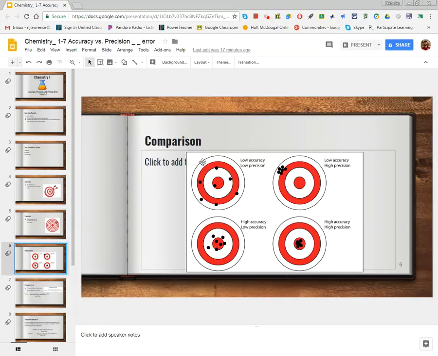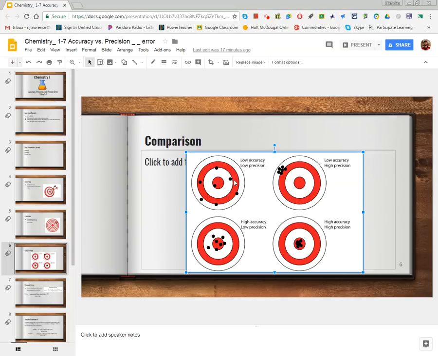So consider the first target. This target would be considered to have low precision and low accuracy. Why is there low accuracy? Because only one of the 7 shots hit where you were trying to get to, the actual point of the game. Low precision was also because they were scattered everywhere. They were not together.